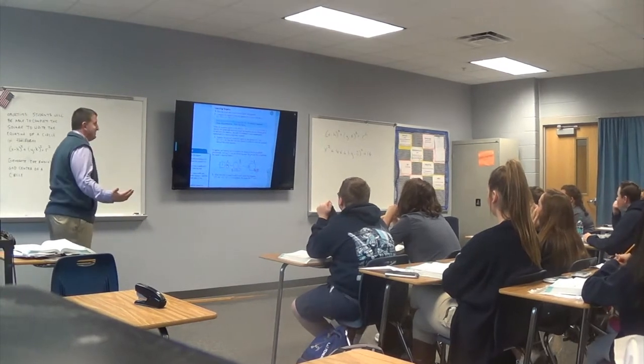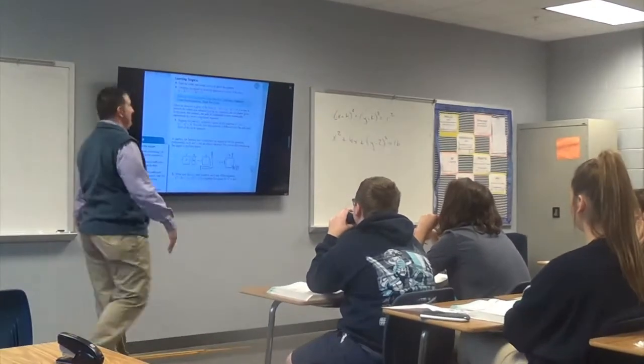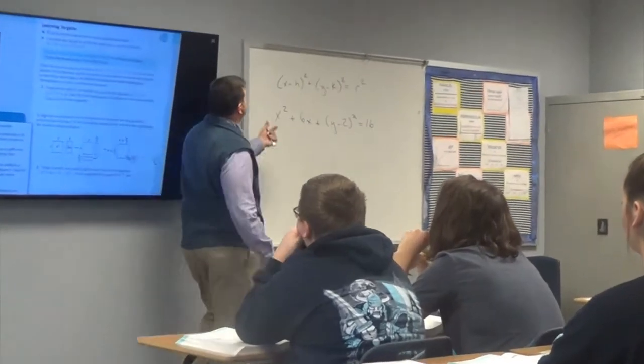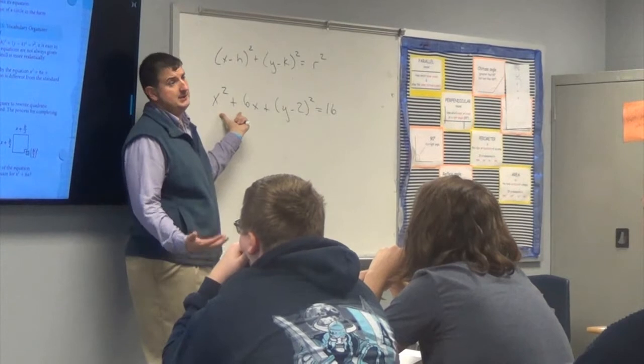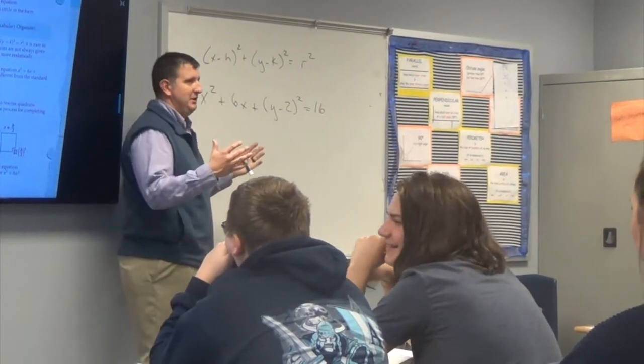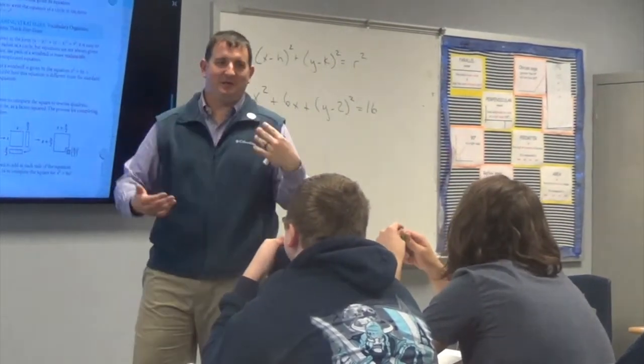Two of them, okay, there's a square. But I'll even argue that there's a square here. But what do you notice here? There's parentheses. So the question becomes, why is there not parentheses here? And that's what we're trying to figure out. That's where completing the square comes into play.